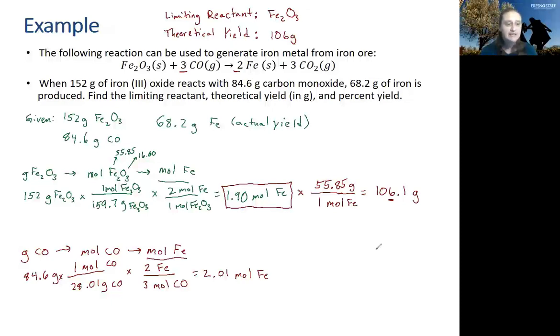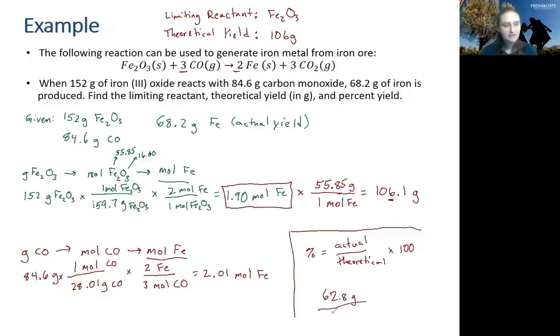Finally, we're asked for the percent yield. To find the percent yield, we need to take our actual yield divided by the theoretical yield and multiply that by 100. So the actual yield was given in the problem as 62.8 grams, and we would divide that by 106.1 grams and multiply by 100, and computing this value gives 59.2%. So this would be the percent yield.